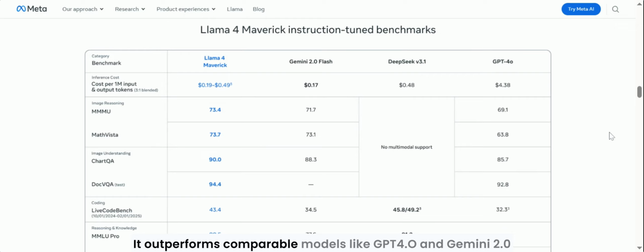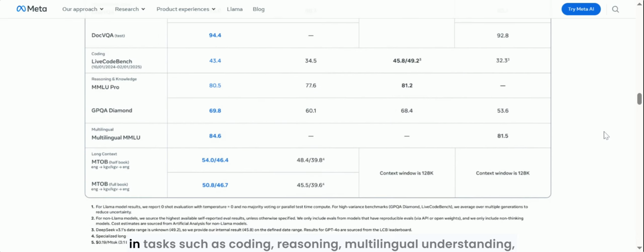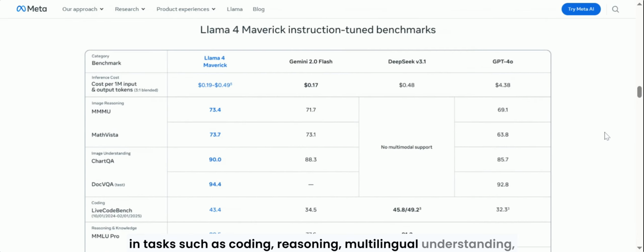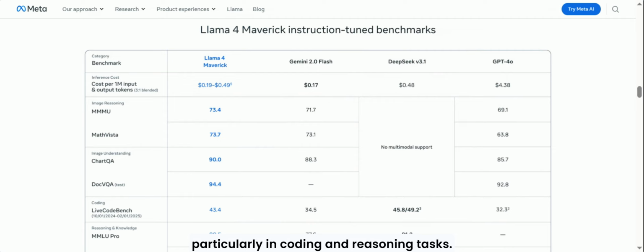It outperforms comparable models like GPT-4o and Gemini 2.0 in tasks such as coding, reasoning, multilingual understanding, long context handling, and image benchmarks. It's also competitive with the much larger DeepSeek v3.1, particularly in coding and reasoning tasks.